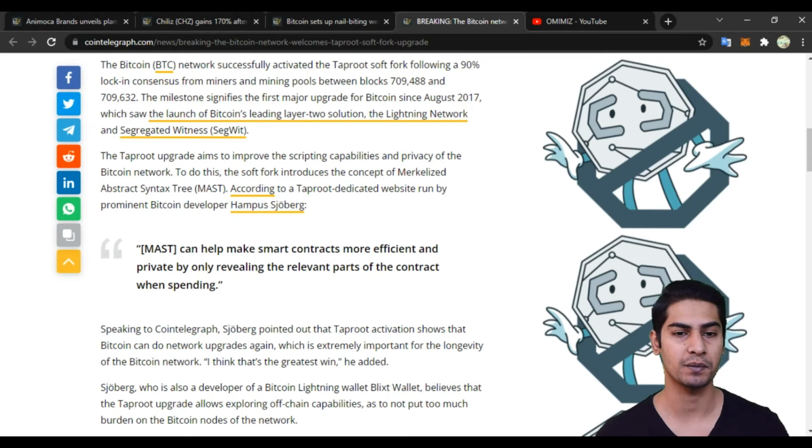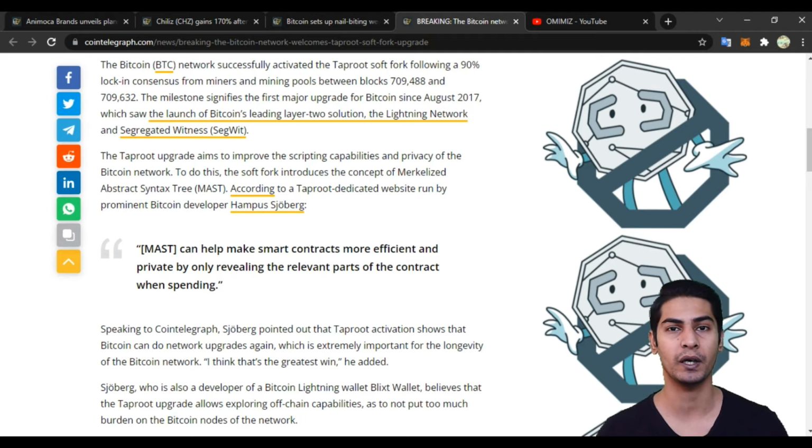MAST can help make smart contracts more efficient and private by only revealing the relevant parts of the contract when spending. Basically, हुआ ये है कि a lot of Bitcoin maximalists started fearing Ethereum when they saw how big Ethereum's ecosystem had become through smart contracts, through dApps, and different kinds of deployments. So now they realized they had to do something in order to keep Bitcoin having the same advantage as Ethereum, because it can't always be a store of value.